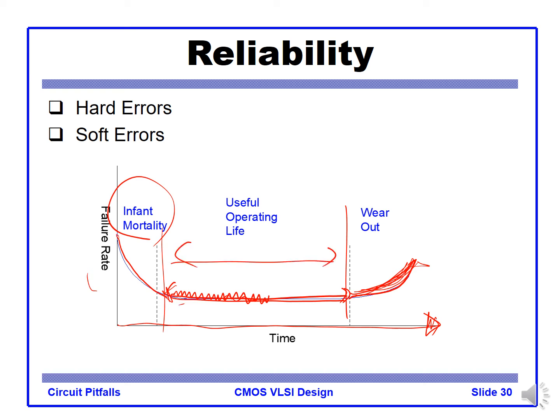The error can be a soft error or a hard error. A hard error is like once the error happens, it cannot be recovered. But a soft error might be momentary. If you power off and reset it again, then your circuit might work again, right?